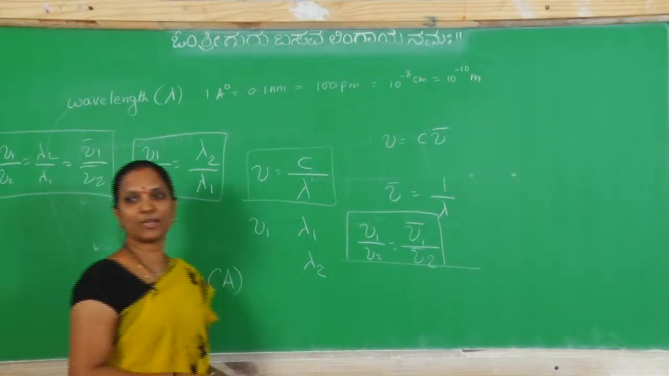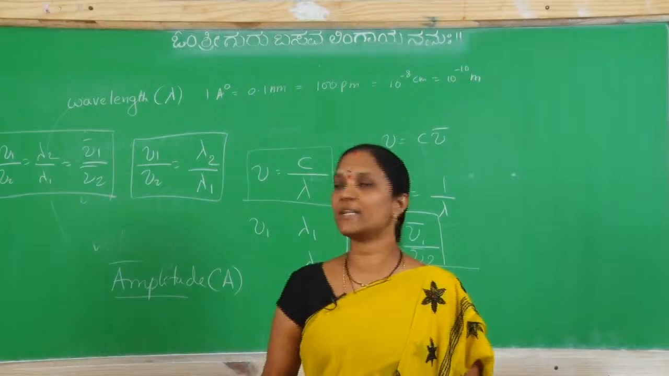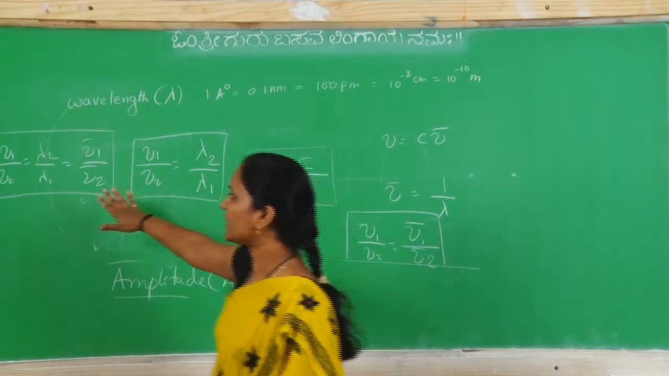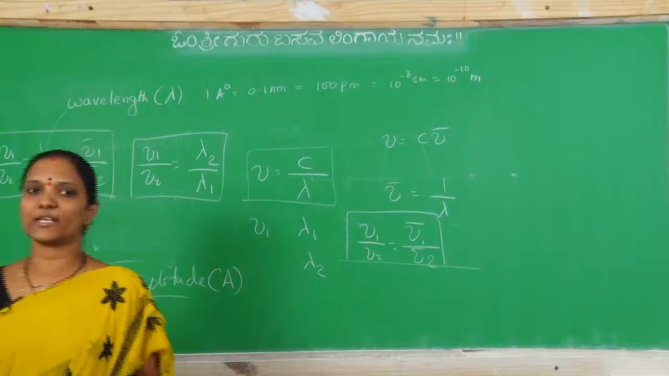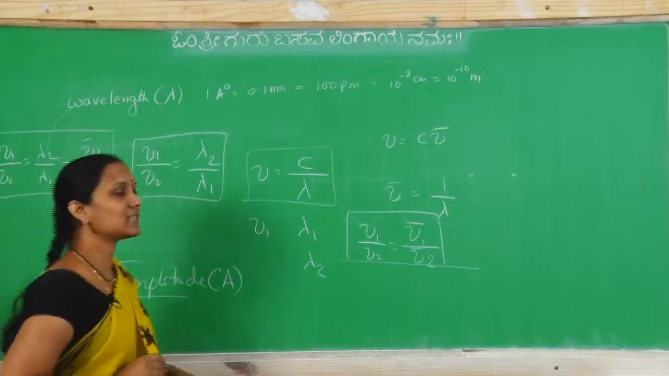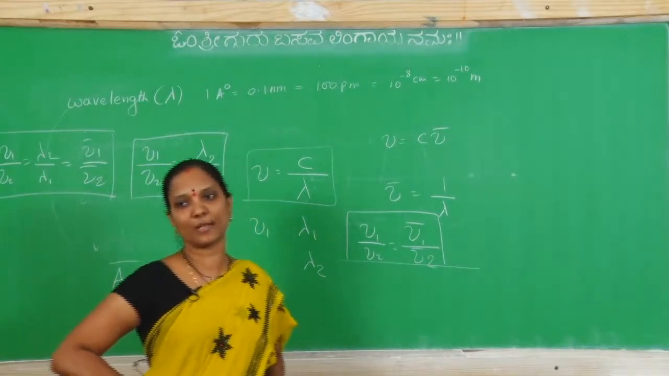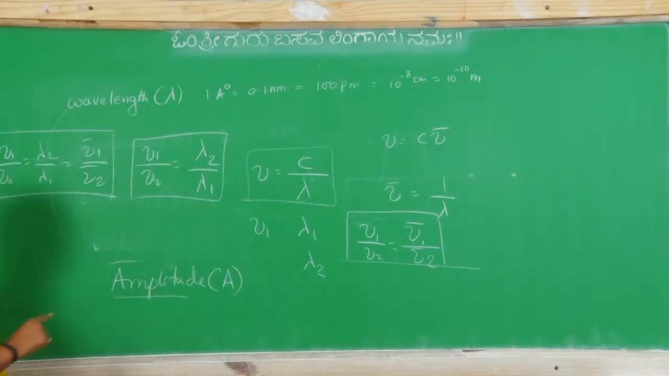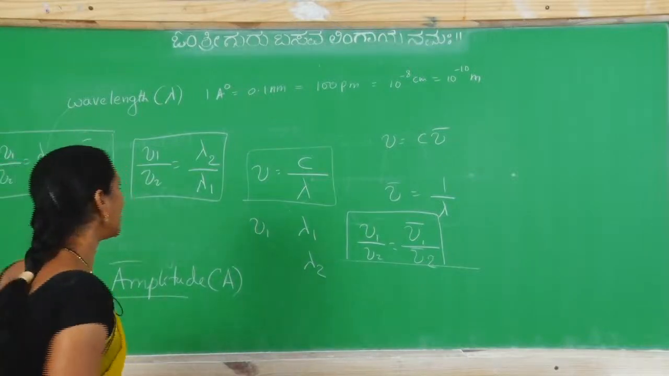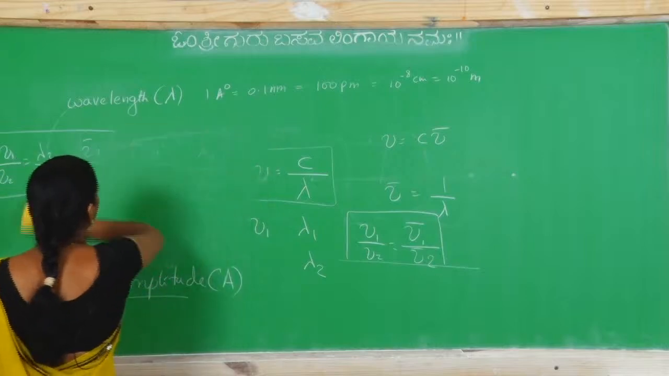Okay. C is the velocity of light, that is the constant, its value is 3 into 10 power 8. The remaining ones change, and we should calculate them. This is the relation between the characteristics of waves. So, nu is equal to C by lambda and nu bar is equal to 1 by lambda. So, from this, nu 1 by nu 2 is equal to lambda 2 by lambda 1, equal to nu bar 1 by nu bar 2. Okay. For example, how they will ask problems related to this.